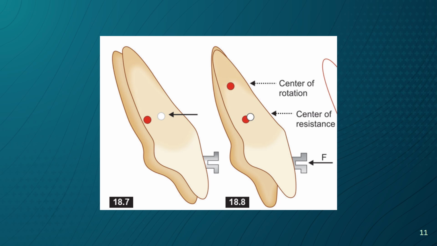In this diagram, we can see there is a center of rotation and there is a center of resistance. Any force that is applied through the center of resistance will cause bodily movement, and any force that is applied anywhere apart from the center of resistance will cause rotation about the center of rotation.